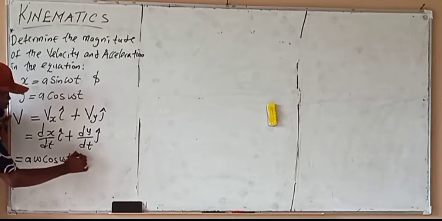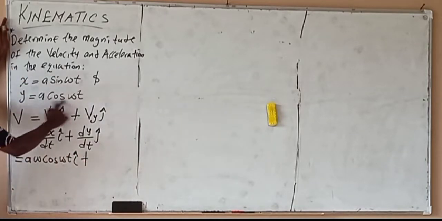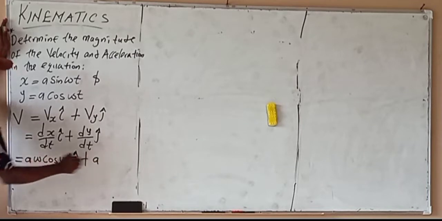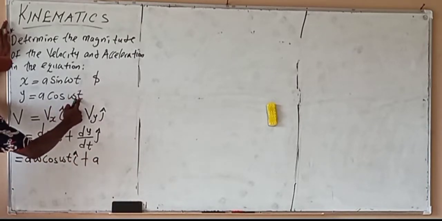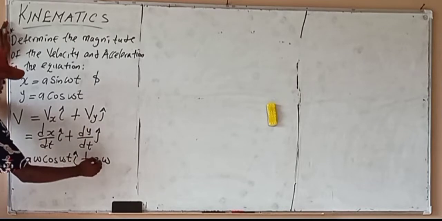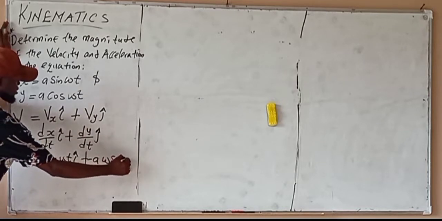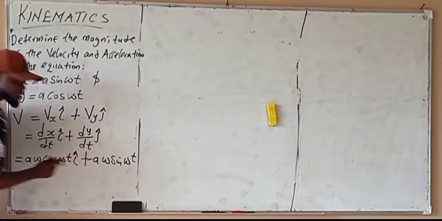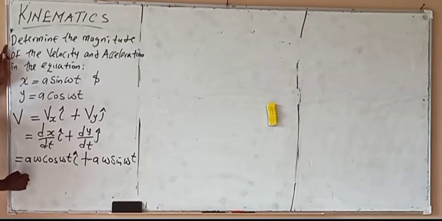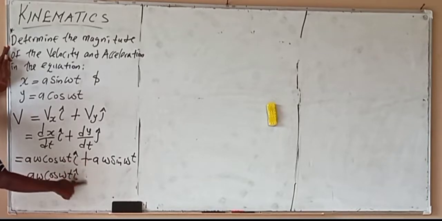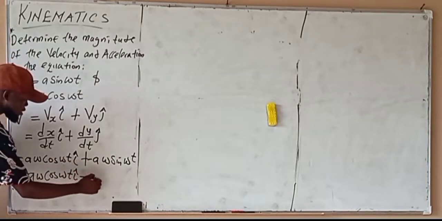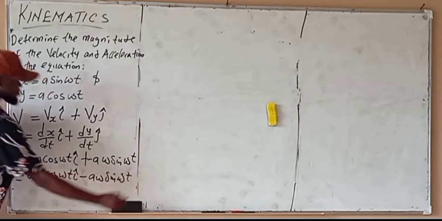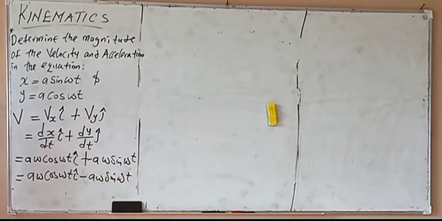Then I plus differentiate this one. A is a constant, so nothing will be there. Differentiate wt, the answer will be w. Differentiate cos, the answer will be minus sine wt. So it's the same as what I was explaining just now. This is how to differentiate this. So at the end of the day, the velocity will be a w cos wt minus a w sine wt. This is the velocity of the body.